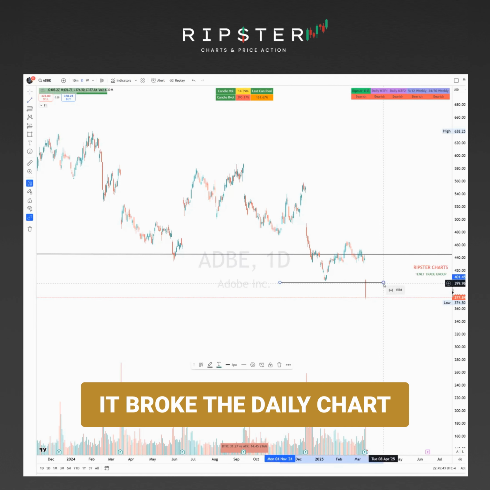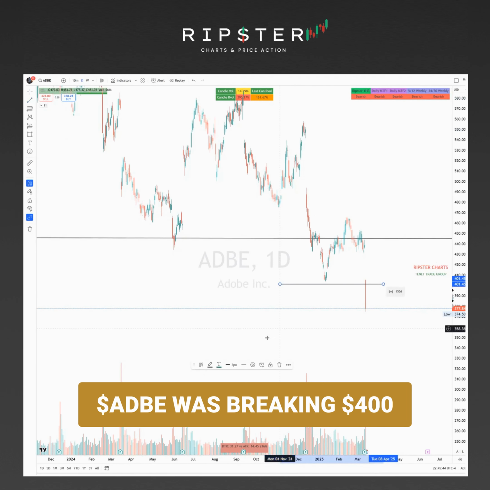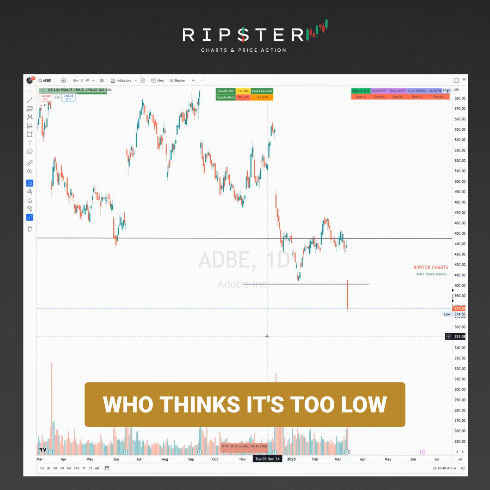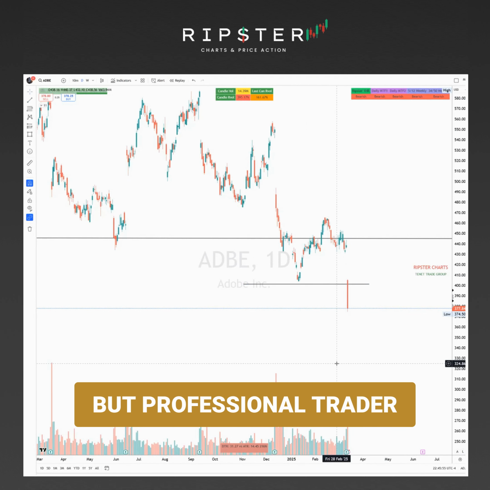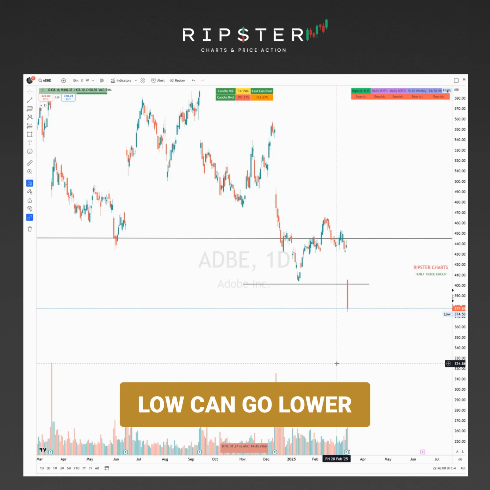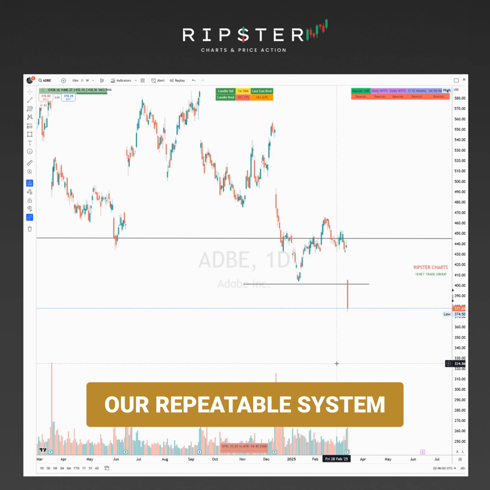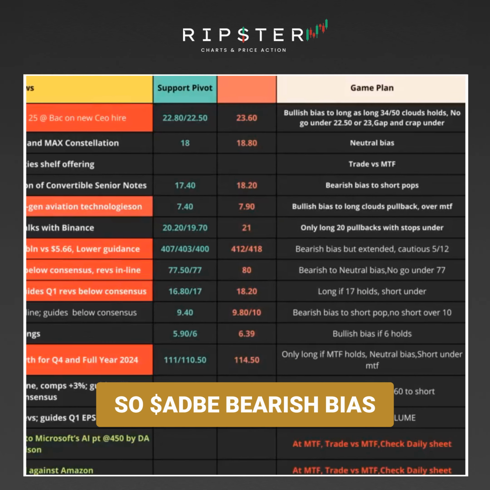It broke the daily chart. Not only that, Adobe was breaking 400. Amateur traders who think it's too low will be scared to short it, thinking it's already down so much. But professional traders, we know that low can go lower, and we know our repeatable system. So Adobe, bearish bias but extended, cautious of 5-12, made a little bit of a move.